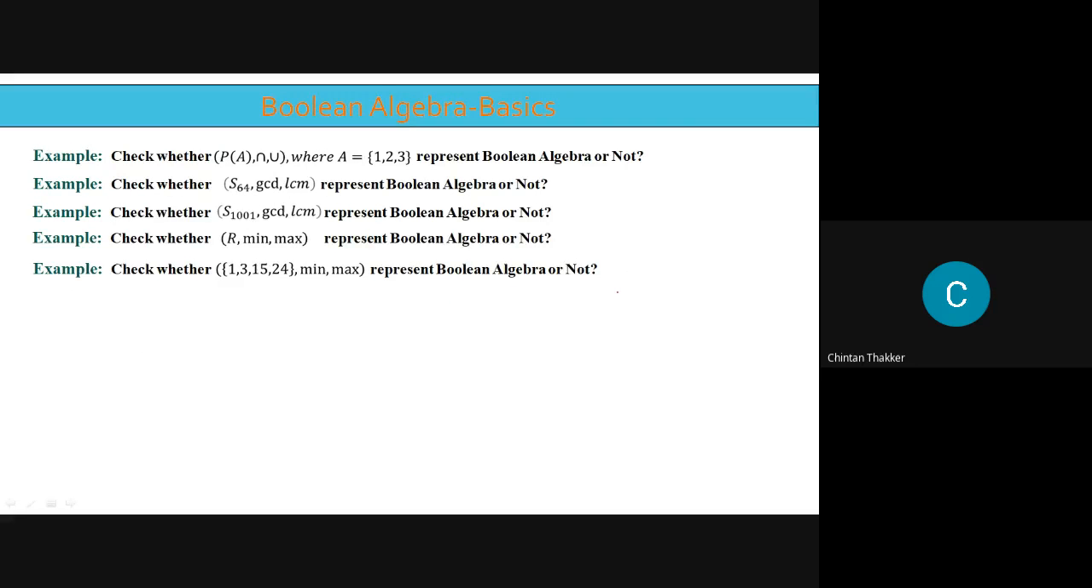I have given a shortcut method here. Which one? How we can check whether Sn with GCD and LCM is a Boolean algebra or not? मैंने एक शॉर्टकट मेथड आप लोगों को सिखाई थी. एस एन दिया है तो वो बुलियन एल्जिब्रा हो, उसके लिए एक कंडीशन सिखाई थी कि उससे आप आराम से चेक कर सकते हो. कौन सी मेथड है, याद है?